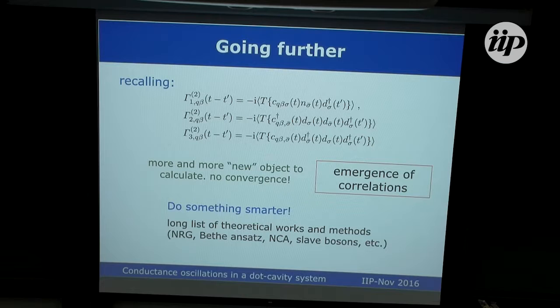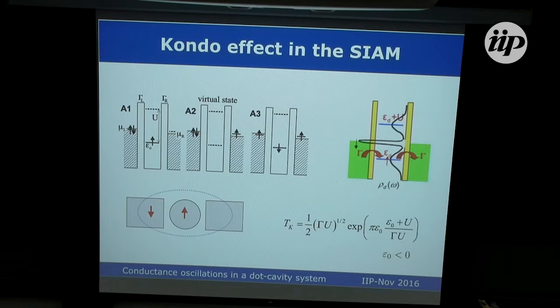And most of these terms reflect some correlations of spin in the lead and the dot. So this is why I call this the emergence of correlations. As these terms become more and more important, you have a more correlated system. And that's the idea. So for instance, suppose that you have one electron in the dot.